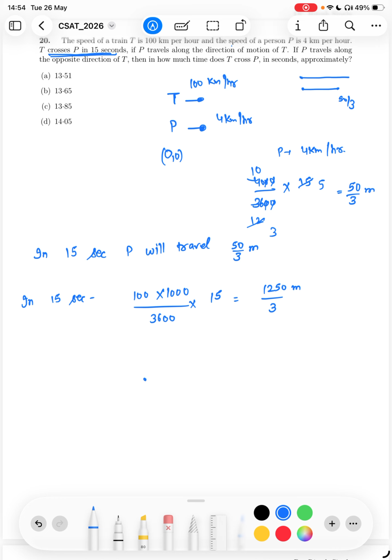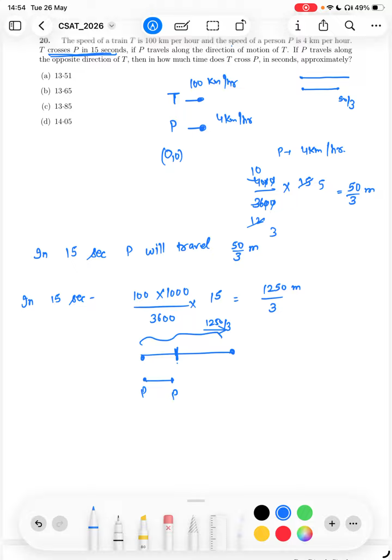Because if P starts from here and reaches the new position, if the engine was here, the engine should be somewhere here. It has traveled this much, 1250 upon 3. But the question is saying in 15 seconds the train has exactly crossed it, so it should be the last point, the last bogie of the train. The train has traveled 1250 upon 3 meters. The last bogie of the train has traveled only 50 upon 3 meters.